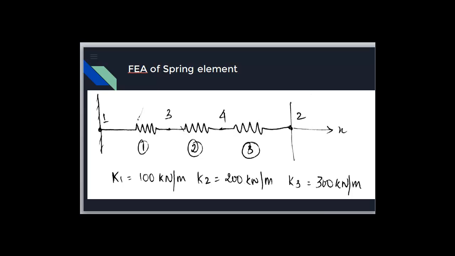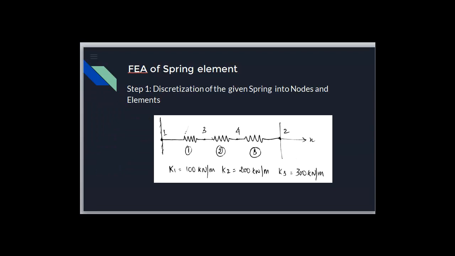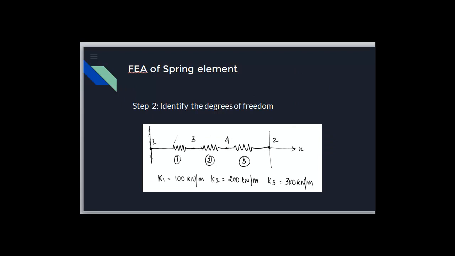Based on the given values for the spring element, in the finite element analysis of the spring element, the first step is the discretization of the spring element. The spring element has three springs, so it is discretized into three elements. The second step is identifying the degrees of freedom. Since the spring element undergoes axial deformation, the deformation at nodes 1, 2, 3 and 4 will be taken as U1, U2, U3, U4.